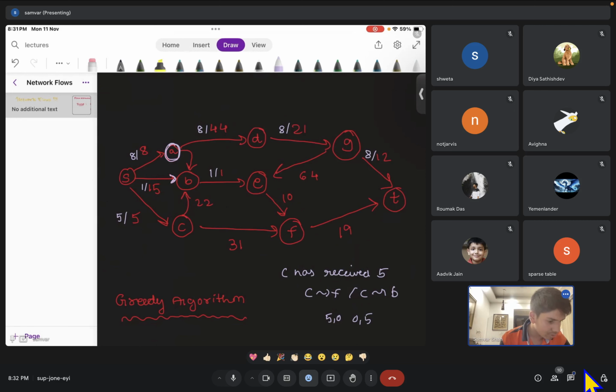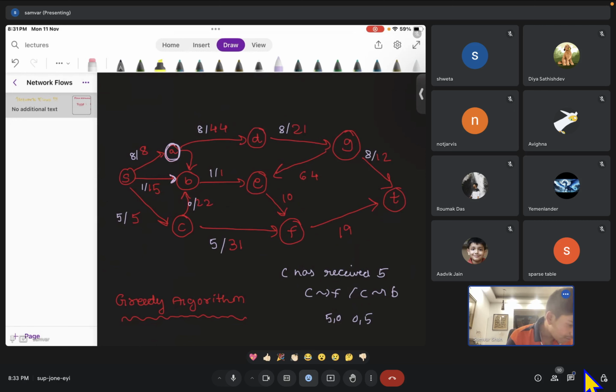Can I do 5 comma 0? No. It's the same reason as before, because flow conservation isn't maintained for B. Exactly. Advik, you're right. So I can actually not push anything to B because B will then have too much in debt. So I have to push all 5 to F.